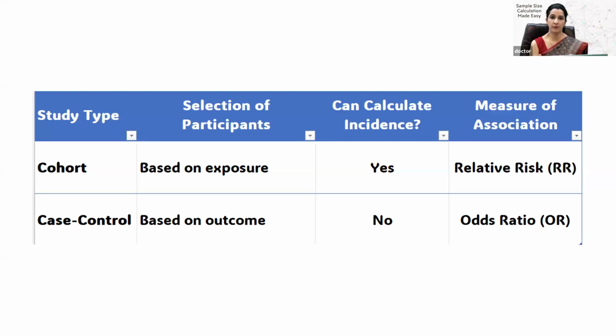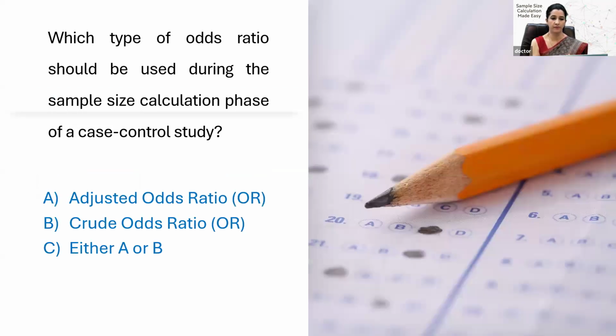And in a case control study, since the disease or the outcome has already happened, we cannot calculate the incidence. So the measure of association is the odds ratio, whereas in the case of the cohort study, the measure of association is the relative risk.